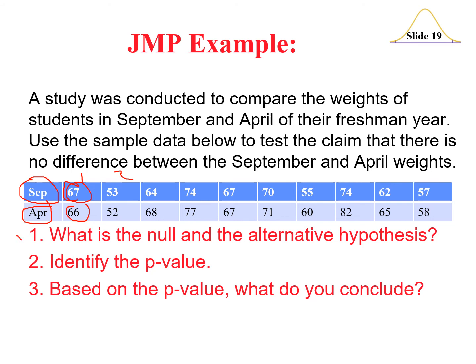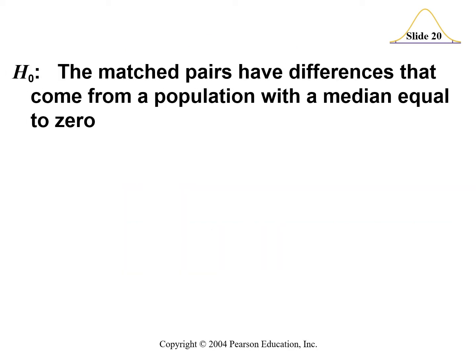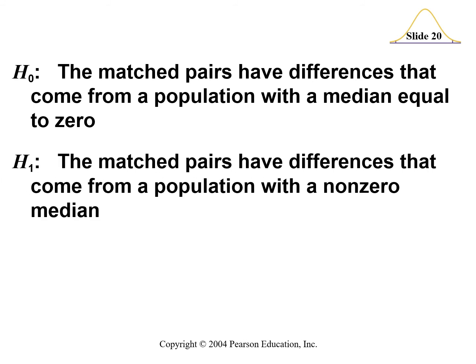Number 1, state the null and alternative hypotheses. Number 2, find the p-value of the test. Number 3, based on the p-value, what do you conclude? Null hypothesis: the matched pairs have differences that come from a population with the median equal to 0. H1: the matched pairs have differences that come from a population with a non-zero median, as it is.